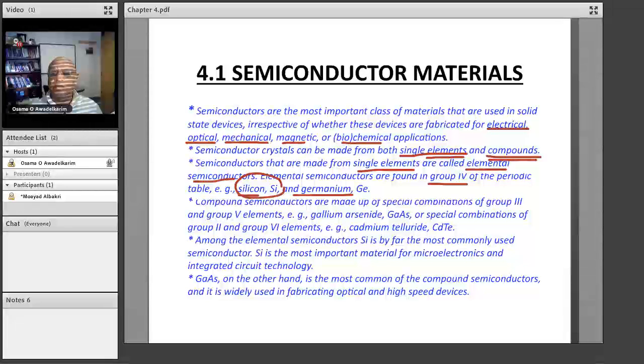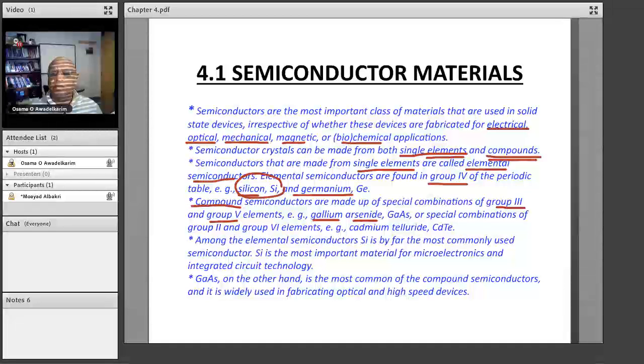Compound semiconductors, on the other hand, are those semiconductors which have two atoms in their basic basis, that is, in their basic structure that makes up the solid. These two atoms can be atoms from group 3 and group 5, and these are called 3-5 semiconductors. Examples like gallium arsenide. Gallium is group 3, arsenic is group 5, so gallium arsenide is a compound semiconductor.